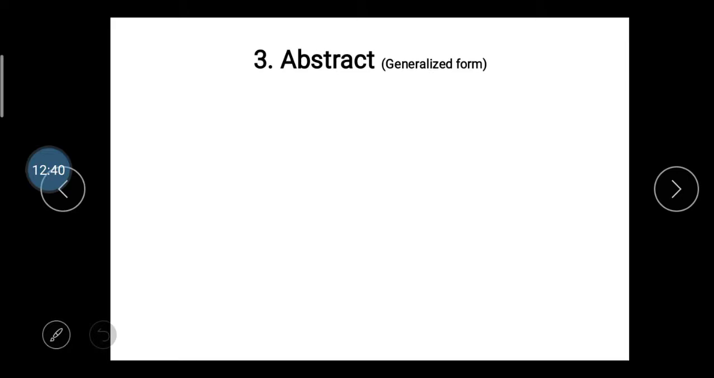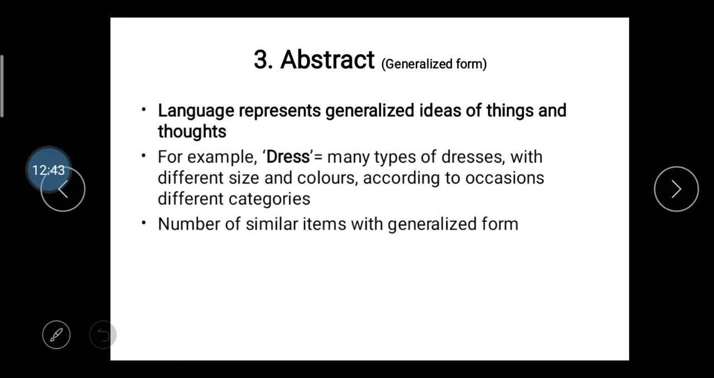Then abstract. Language represents generalized ideas of thinking and thoughts. For example, dress: many types of dresses with different sizes, colors, according to the occasion, different categories. So a number of similar items are grouped in a generalized form. Language is one type of generalized idea, which every person can use according to their thoughts. So it is a generalized tool of communication.